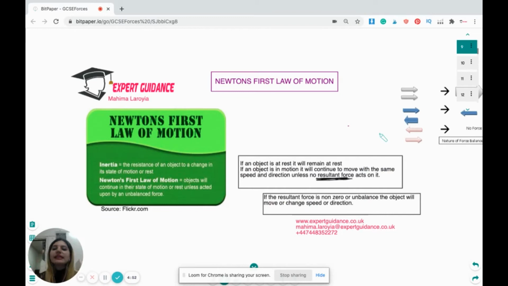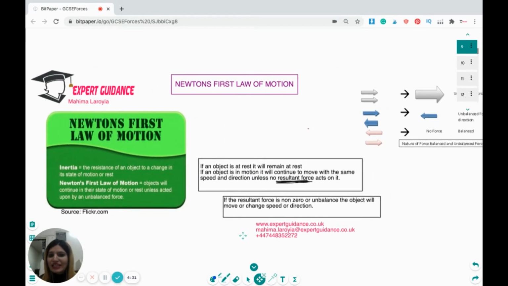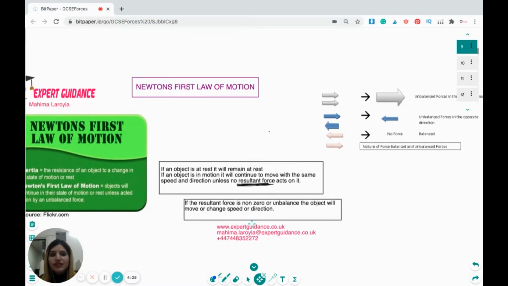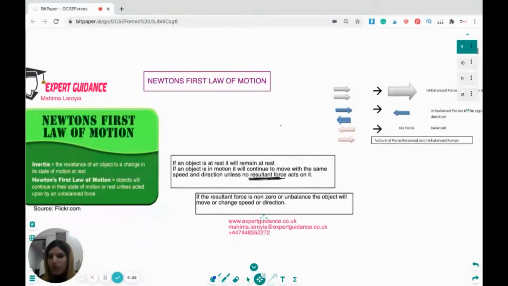Now let's see how this concept can help us to explain Newton's first law of motion. Newton's first law of motion says that, as we just discussed, if the object is at rest, it will remain at rest, and if the object is in motion, it will continue to move with the same speed and direction unless a resultant force acts on it. So if the resultant force is non-zero or unbalanced, the object will start to move or change its speed and direction.